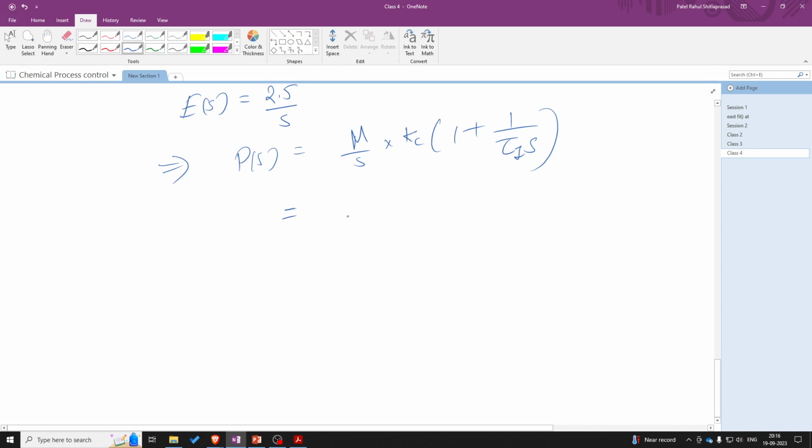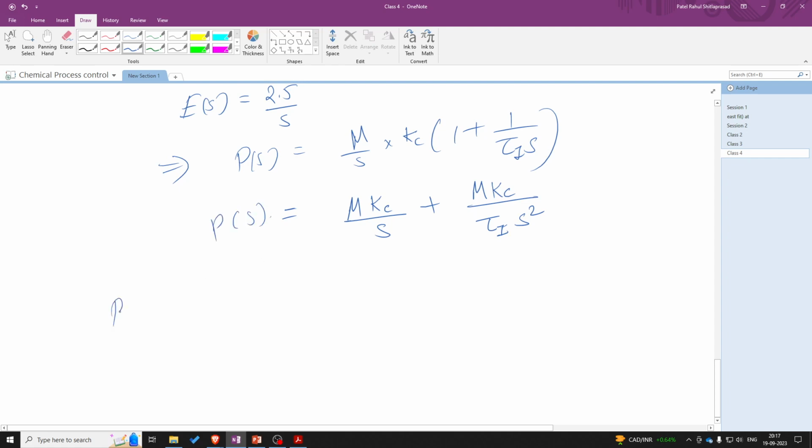So now we can simplify this and write it as M times Kc upon S plus M times Kc upon tau I into S square. So this is our P of S.